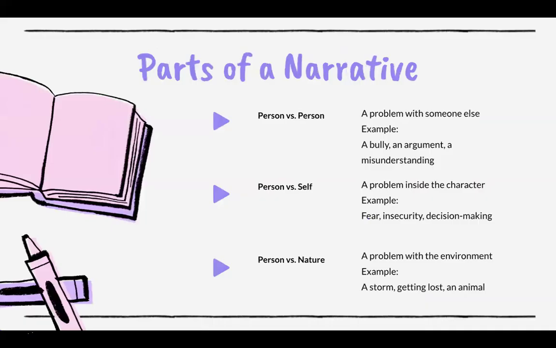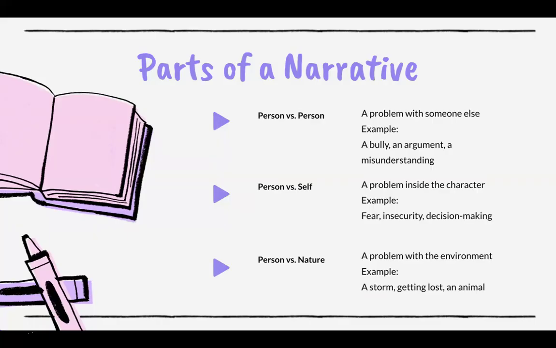We have three main types of conflict. Number one, person versus person. Number two, person versus self. And number three, person versus nature. A person versus person conflict is about a problem that someone has with someone else. For example, an argument with a bully, a misunderstanding, a student arguing with a teacher. It is one person disagreeing or having a problem with someone else.